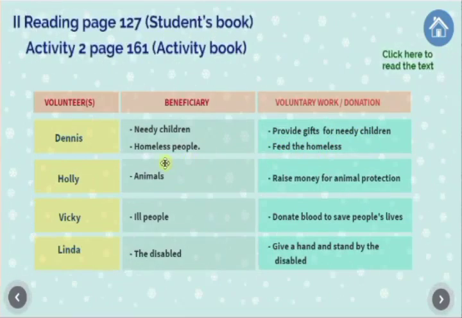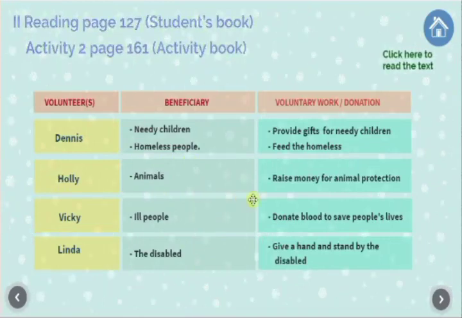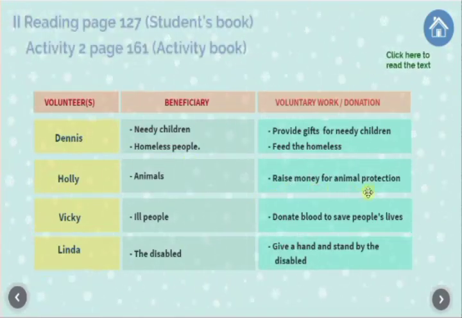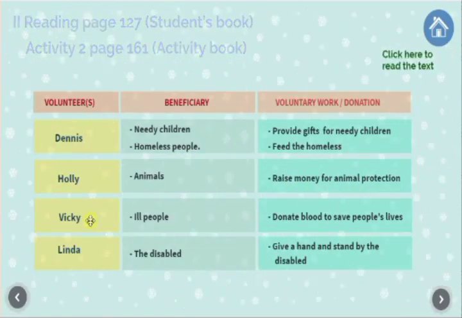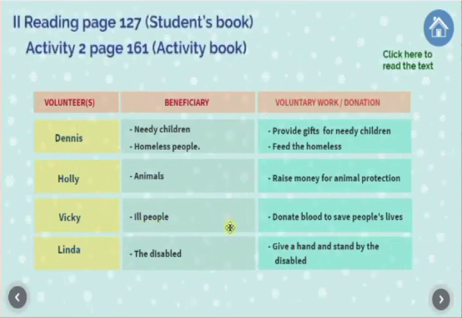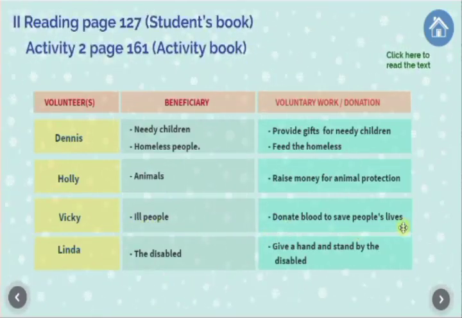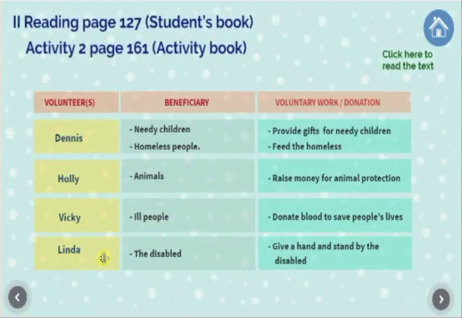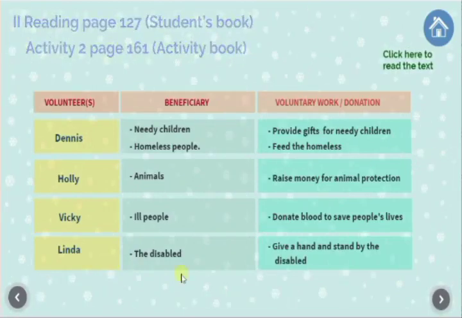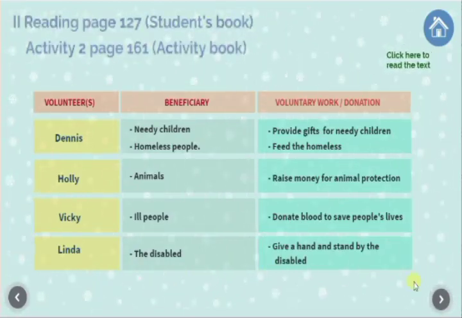The next volunteer is Holly, the beneficiary is animals, and the voluntary work is raise money for animal protection. The next volunteer is Vicky, the beneficiary is ill people, and the voluntary work is donate blood to save people's lives. The last volunteer is Linda, the beneficiary is the disabled, and the voluntary work is give a hand and stand by the disabled.